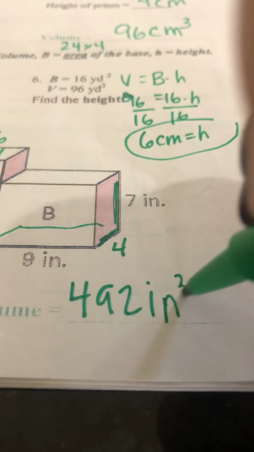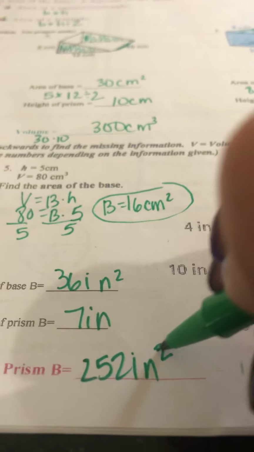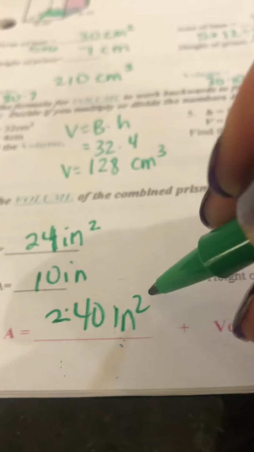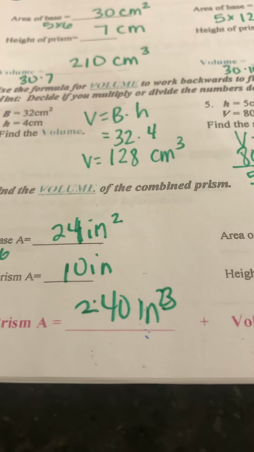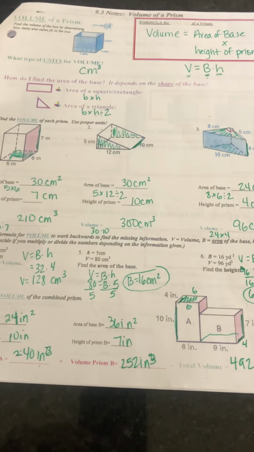Oh, sorry, you know what? It's cubed. Did I say squared? Yep, I did. Cubed, cubed, cubed. Volume is cubed. So I found the volume of prism A, volume of prism B, and just added them together to get the total volume. That is volume of a prism.